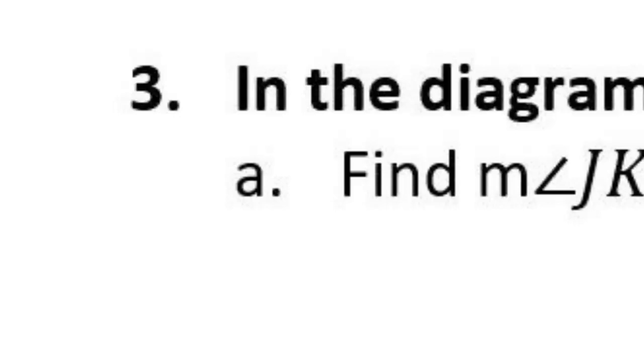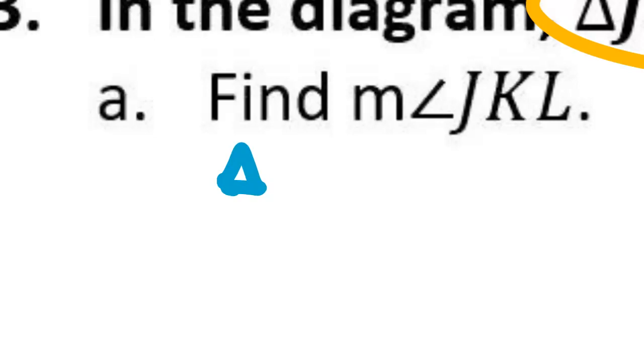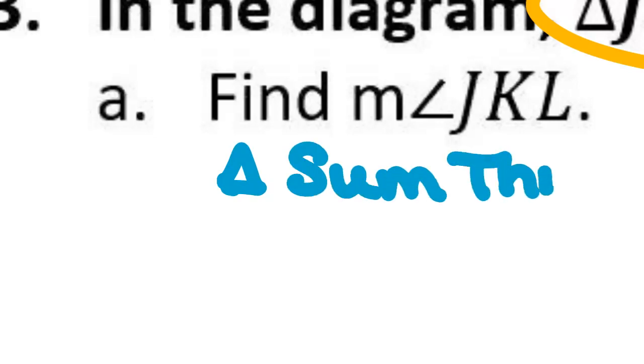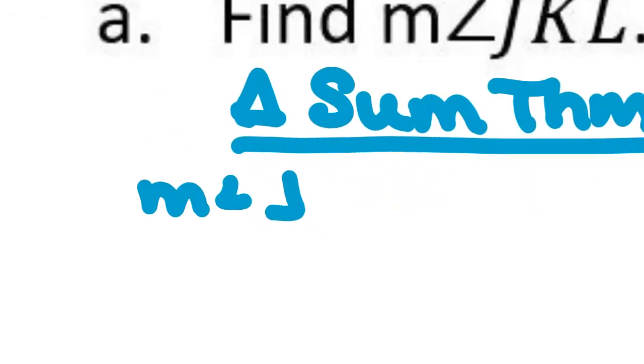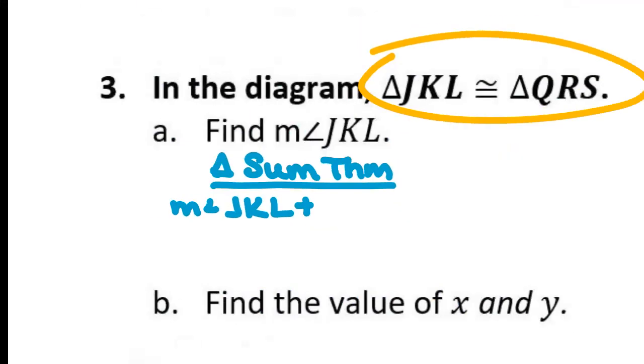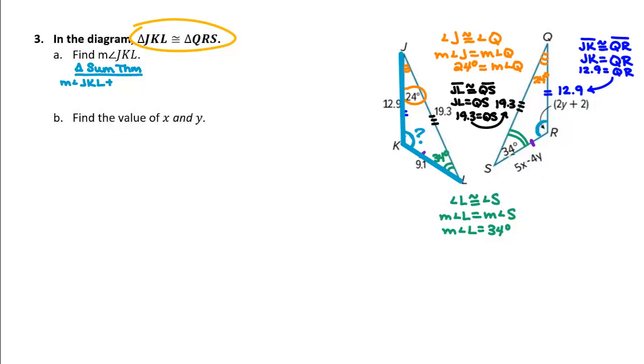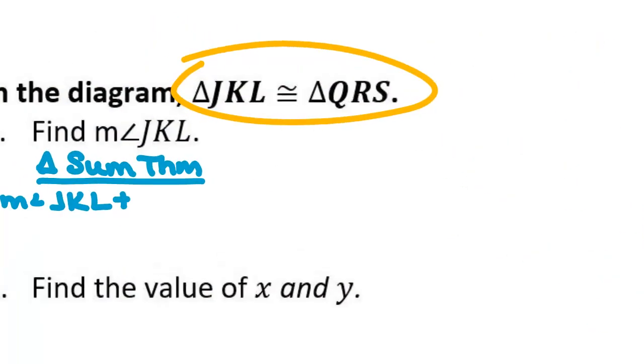What else did we learn? We've been practicing this week. What else have we learned to be able to find angles inside of triangles? They add up to 180. That's our triangle sum theorem. All the angles inside of a triangle add up to 180 degrees. So the measurement of angle JKL plus, how big are the other angles inside of that triangle? 24 degrees. That's angle J up at the top. And 34 degrees. That's angle L down at the bottom.